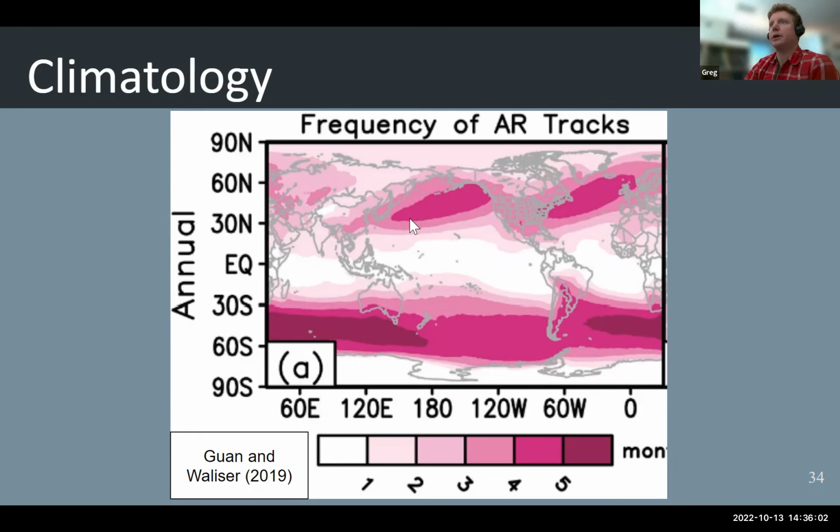But anyway, you can see the general moisture transport from the western subtropical Pacific into the northeast Pacific where we are. And you have a similar frequency of AR tracks following the Gulf Stream into Northern Europe. And then in the Southern Hemisphere, you also have quite a high frequency of atmospheric river events.